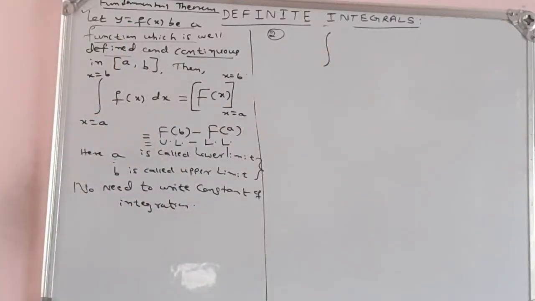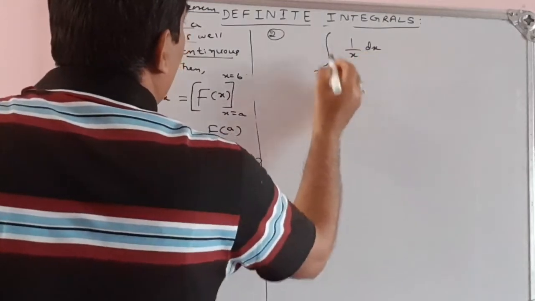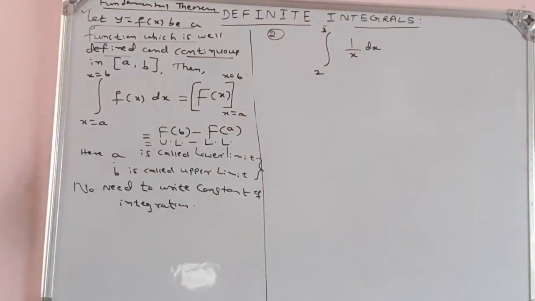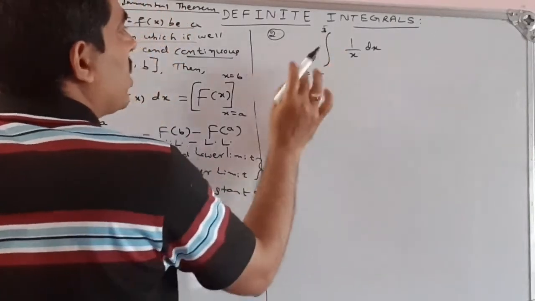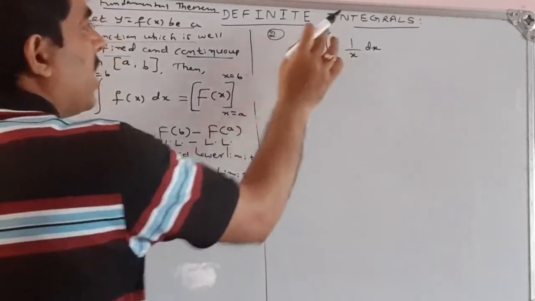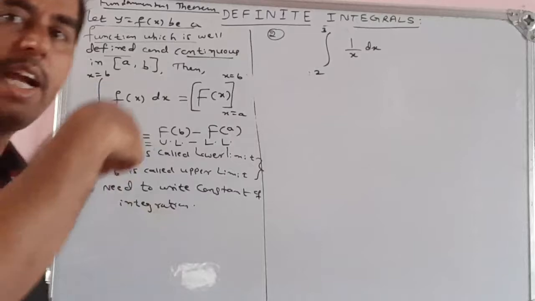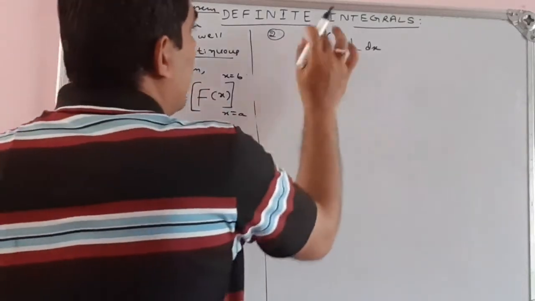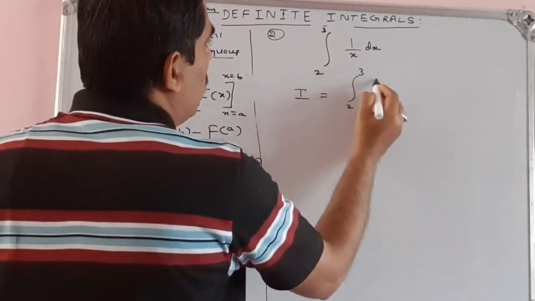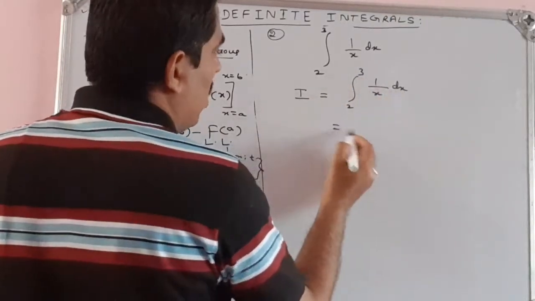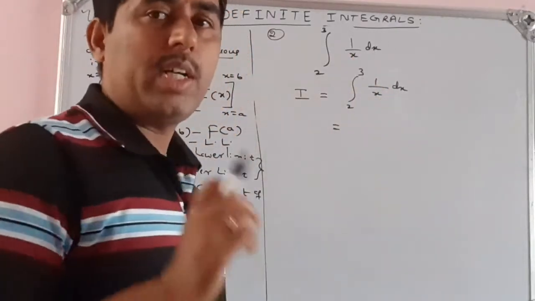Let me take a very simple example: from 2 to 3, the integration of 1 by x. Here I haven't written x is equal to 2 to x is equal to 3. It is understood that if we have a lower limit and an upper limit, that means x is equal to the lower limit and x is equal to the upper limit. Generally, we write a to b. So let me write this as I, the integral from 2 to 3 of 1 by x dx. Observe this. You have to remember all the formulas. What is the integration of 1 by x?